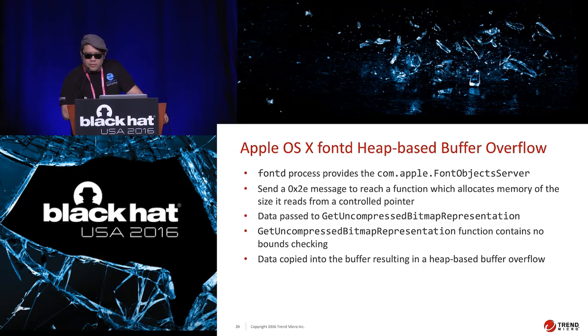So now we'll talk about more privilege escalation. Fontd has an XPC service, which is the font object server, so you can communicate to this via that name. And if you send a hex 2 message to reach this function, which allocates memory of the size that reads from the controlled data, the controlled pointer, it'll get passed down into get uncompressed bitmap representation. Get uncompressed bitmap representation contains no bounds checking, and as a result, you get data copied into the buffer, resulting in a heap buffer overflow.